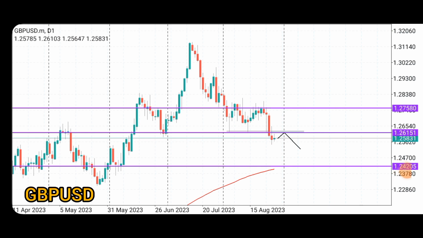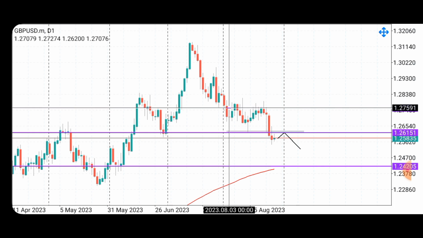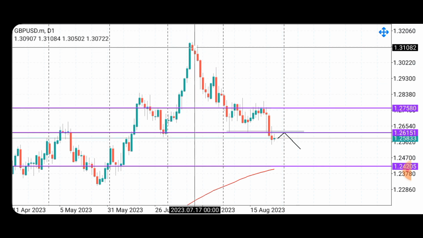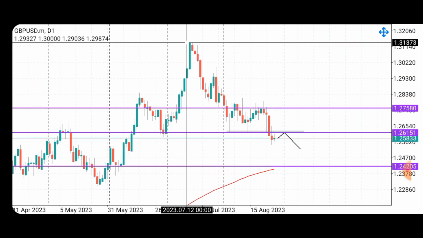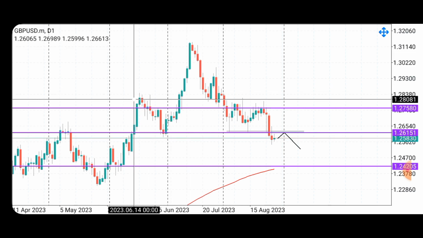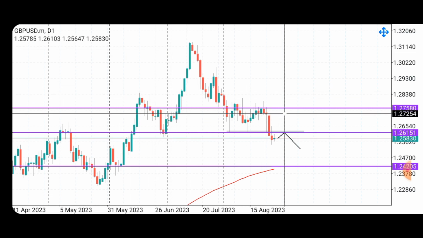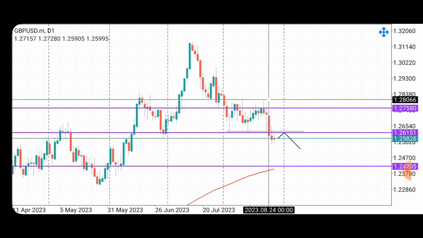Taking a look at the GBP USD on the daily time frame. With this pair, we can clearly see that a pattern has been formed here. We can say this is a head, this is a first shoulder, and this is another shoulder. So this is a head and shoulder pattern.